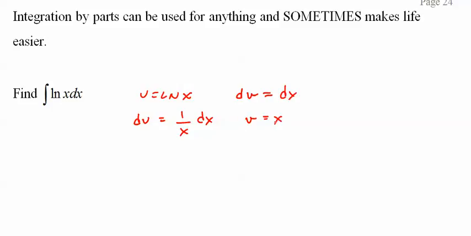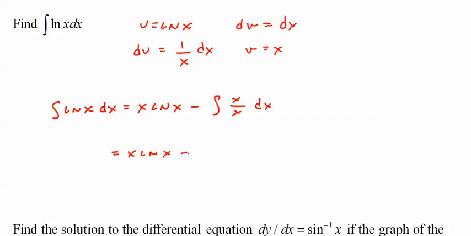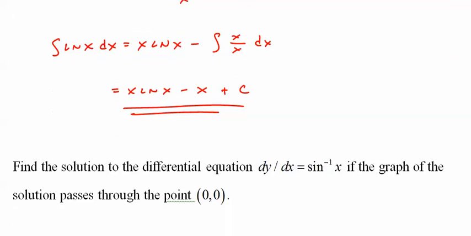In which case people say, whoa, whoa, whoa, I thought the whole purpose of antidifferentiation by parts was to get rid of stuff. You've just brought in an x. And I say, well, yeah, let's see what happens. Integral of ln of x dx equals x ln of x minus, which I keep forgetting, integral of x over x dx. x ln of x minus 1. The integral of 1 is just x plus c. So some neat stuff, and then some really neat stuff here.